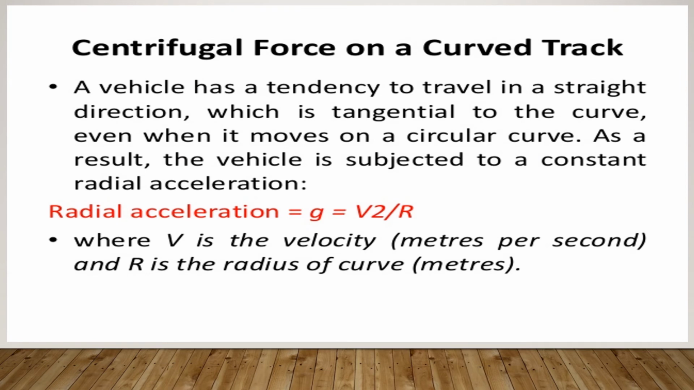Now, what is centrifugal force on a curved track? A vehicle has a tendency to travel in a straight direction, which is tangential to the curve, even when it moves on a circular curve. As a result, the vehicle is subjected to a constant radial acceleration outwards. In that condition, the value of radial acceleration is v squared upon r, where v is the velocity and r is the radius of the curve.